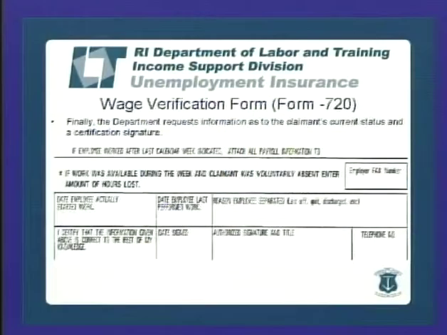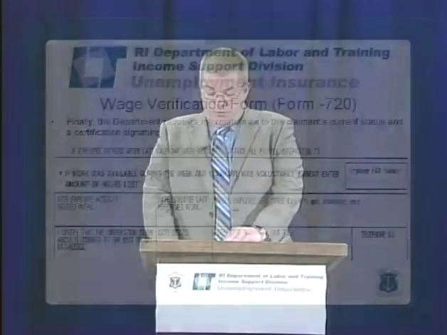And then the final section of the wage verification form is simply the department's request for the current status of the employee and for the certification, the signature for the employer certifying that the information is accurate. You're going to be entering the day that the employee started. You'll be entering the last day that the employee worked for the periods requested, and then if the employee has separated for some reason, the reason that they're no longer employed there. And then you simply sign and date it and provide your telephone number.